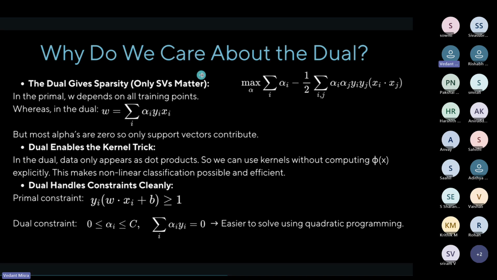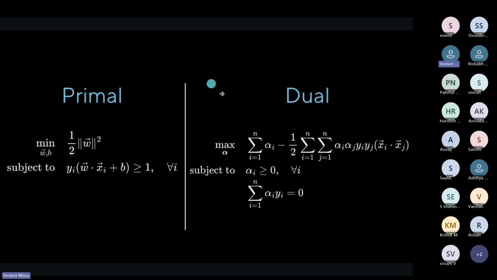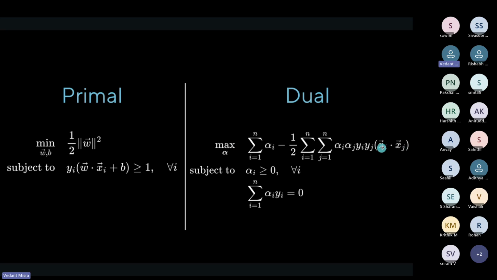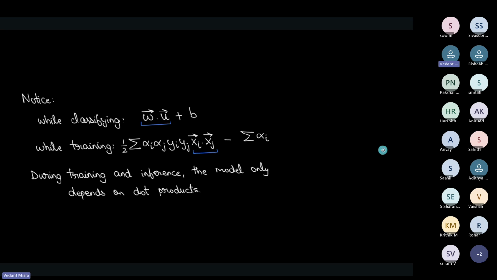Well, there are some properties of the dual that are nice. First of all, alpha I is 0 for the non-support vector, so that makes it sparse. It's easier to evaluate. Secondly, in the dual, if you notice, we only have a dot product with the training data. So wherever we use X, we only use a dot product. Even in the previous slide, while classifying, let's say we're given some unknown point U, we only take the dot product of that and then add B to decide which class we give it. And while training also, we only use the dot product.